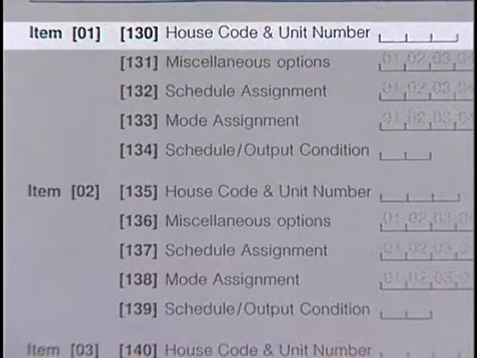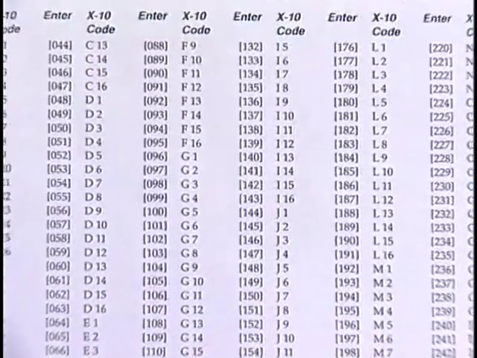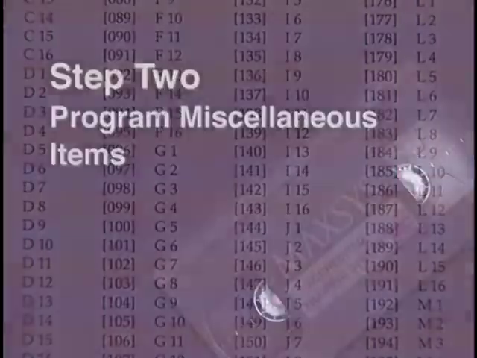The first step is to program the house code and unit number of automation item number 1 into the Escort, so the Escort can communicate with it. Appendix A in the back of the Escort manual contains the list of 3-digit numbers for the different house code and unit numbers.